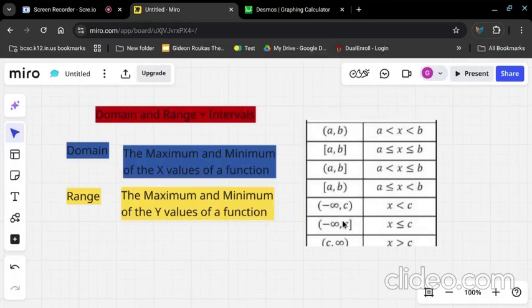And yeah, that's basically all you need to know about domain and range and intervals. They'll be helpful for you in all cases, but the most significant parts are probably going to be when you do piecewise functions later on in Algebra 2 and Pre-Calc. And yeah, that's all you need to know.